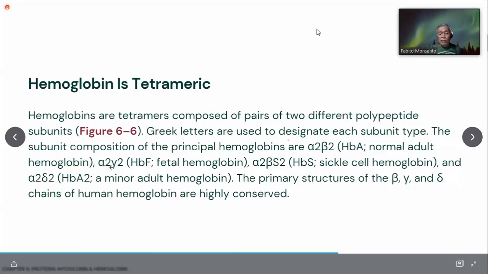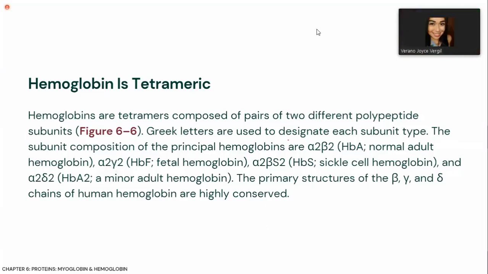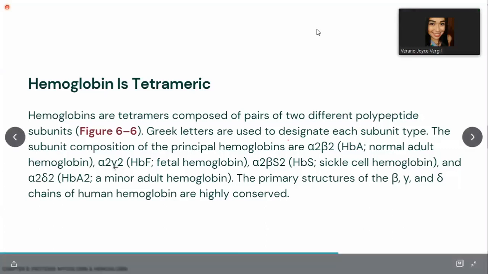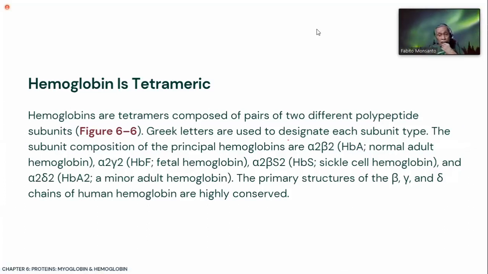This one is fetal hemoglobin. 2 alphas and what is this? Gamma. Okay, 2 alphas and 2 gammas. This is fetal hemoglobin. That is the hemoglobin that you have while you are still inside the womb of your mother.